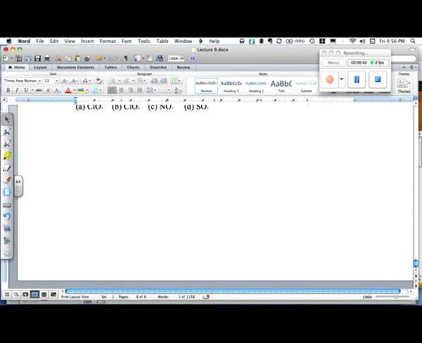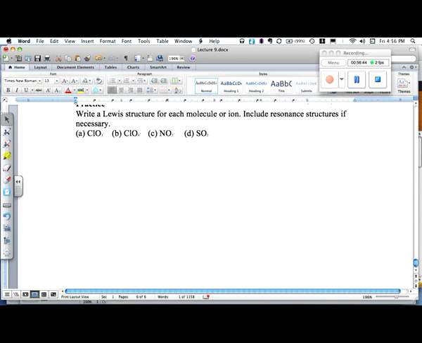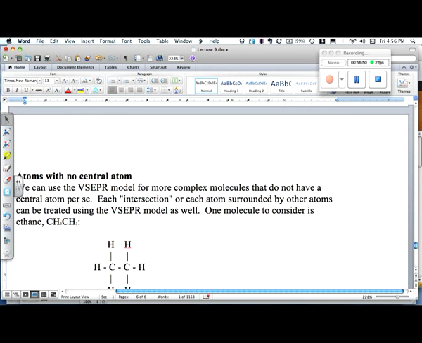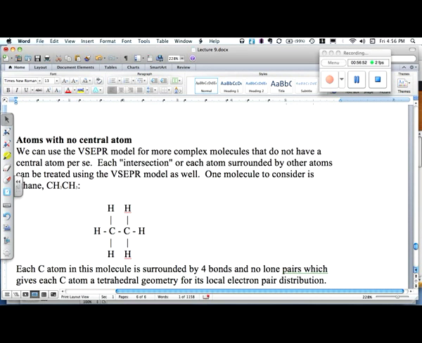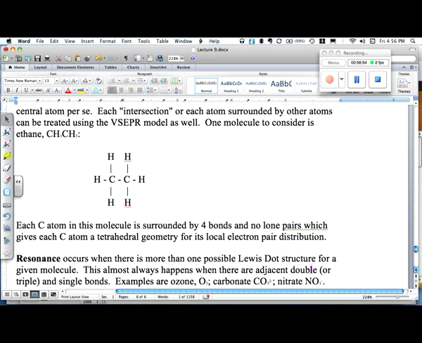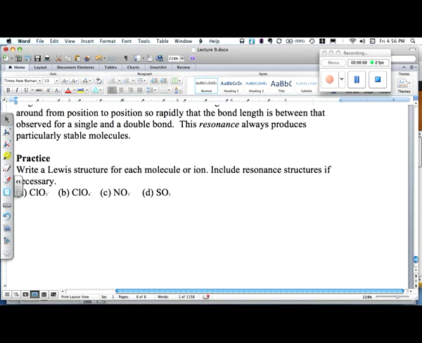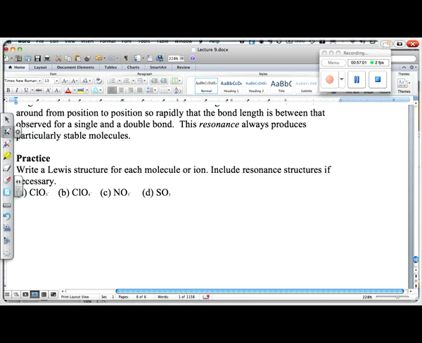So you've got to start with the Lewis dot structure. For those of you going on to organic chemistry, I cannot emphasize enough how important Lewis dot structures are for understanding organic chemistry. All right. So we're going to do the chlorate ion first. That's on your list. Don't forget, add acetate.